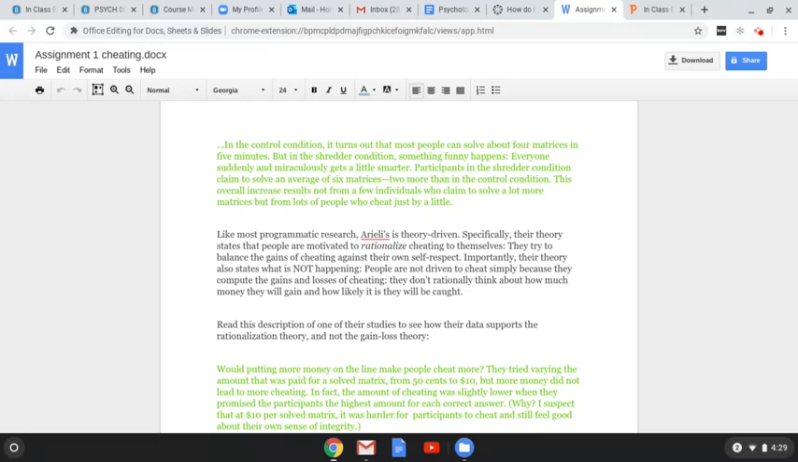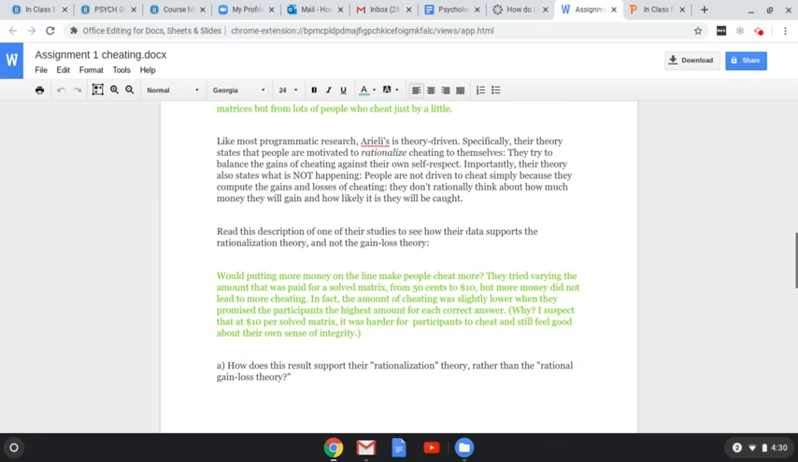So let's read this description of one of their studies and see how their data supports this idea of rationalization theory and doesn't support gain-loss theory, much like Harlow and the contact comfort theory, as opposed to the cupboard theory with the wire monkey that did not have the terry cloth and just had the food for the baby monkey. I would hope by now you've watched that video.